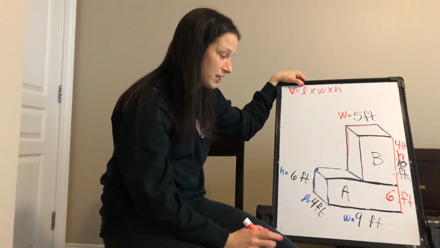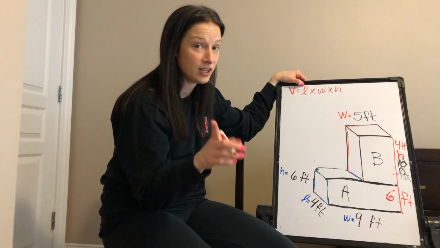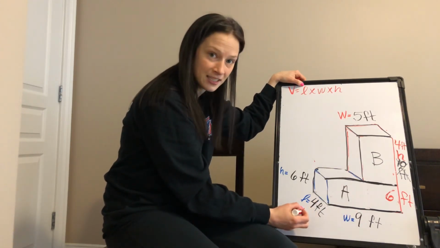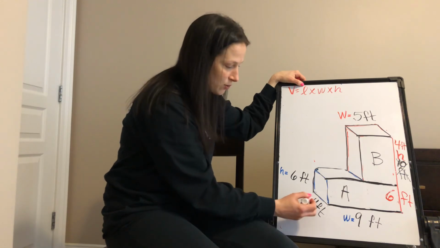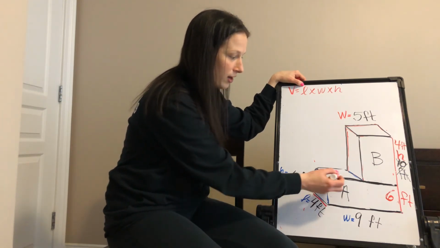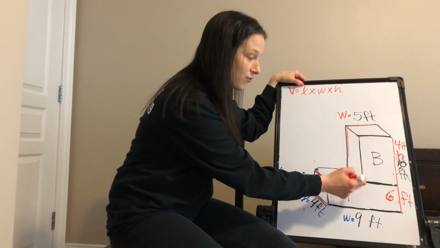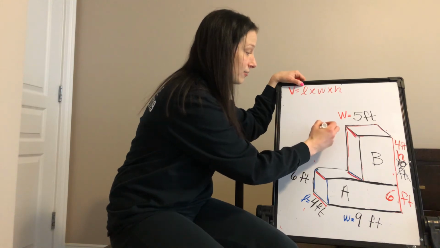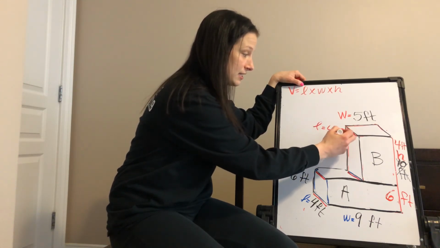So back to the Triscuit box. I know opposites are equal, so I'm going to find, did they give me length anywhere? Yes, they gave me length. So I know that this length is 4. I know that this length is 4. I know that the length here is 4, which gets me to prism B. So I know the length of prism B is 4 feet.